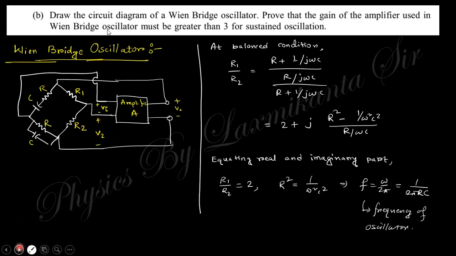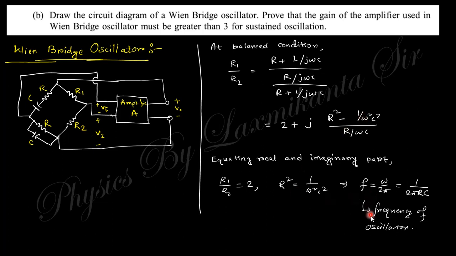Next is draw the circuit diagram of Wien bridge oscillator. This is the Wien bridge oscillator. These two are R and C in series and R and C in parallel. This is connected, not disconnected. These are connected with the amplifier circuit, and there is feedback here. So at the balance condition, R1 by R2 equals the resistance of this one and this one. After calculating, you will get this relation, equating the real and imaginary parts. This is real and this is real, and the imaginary part is 0.